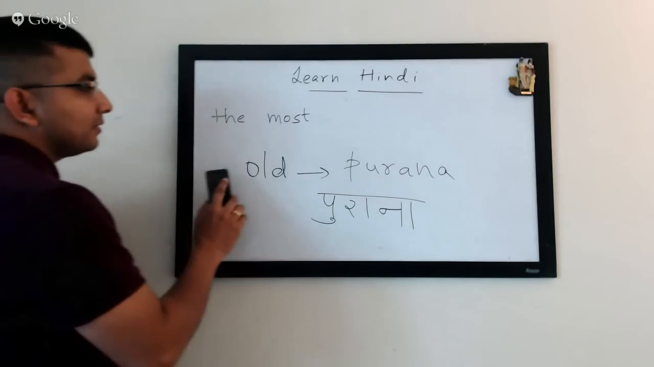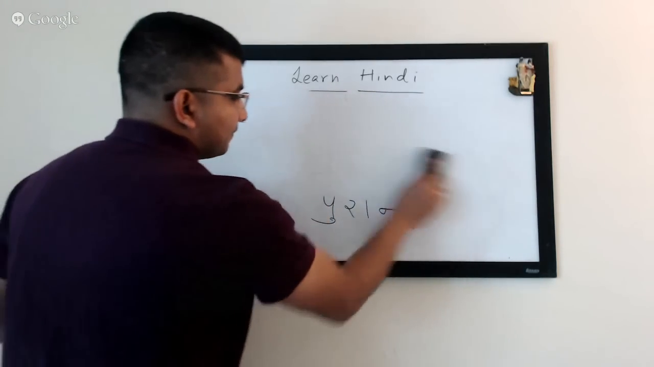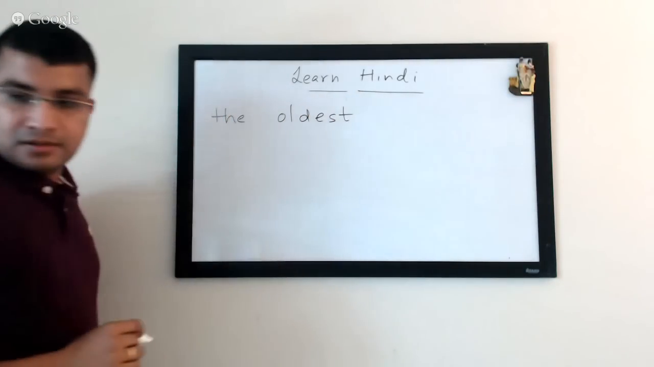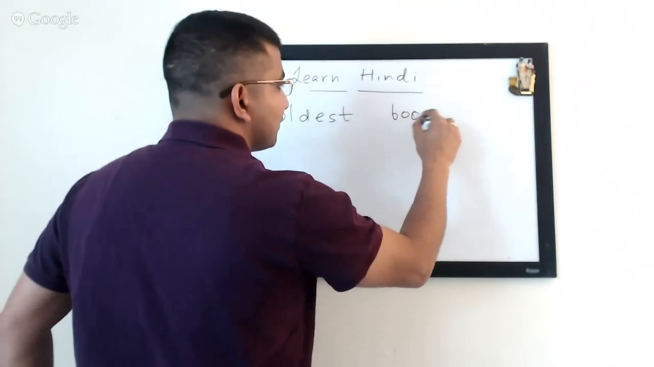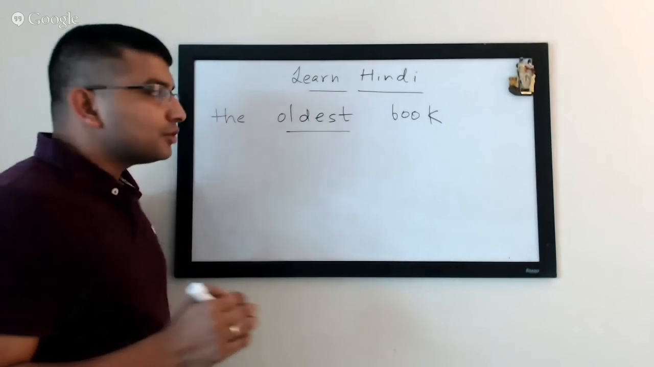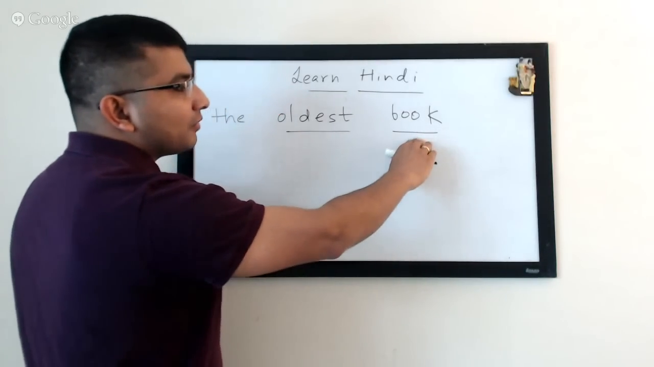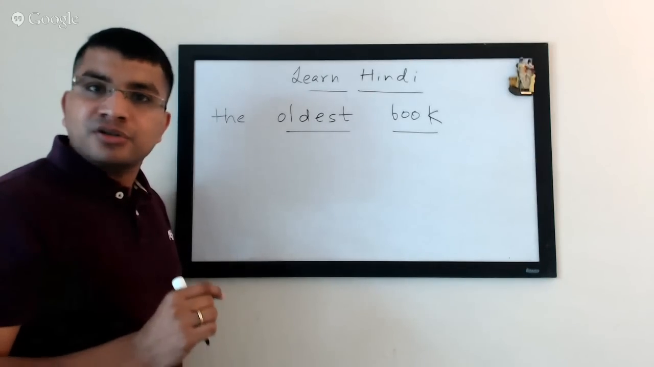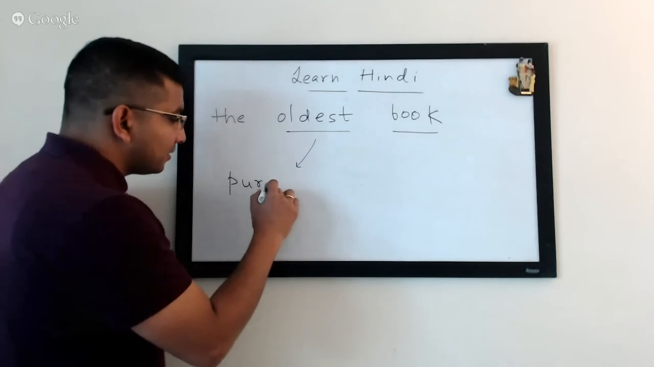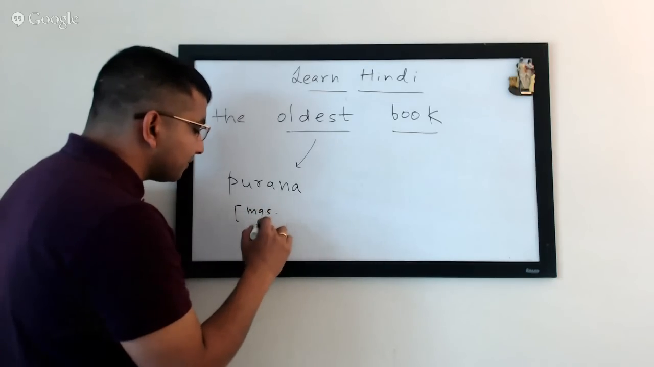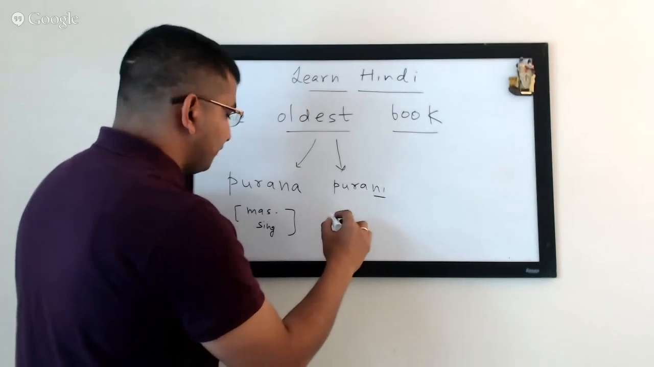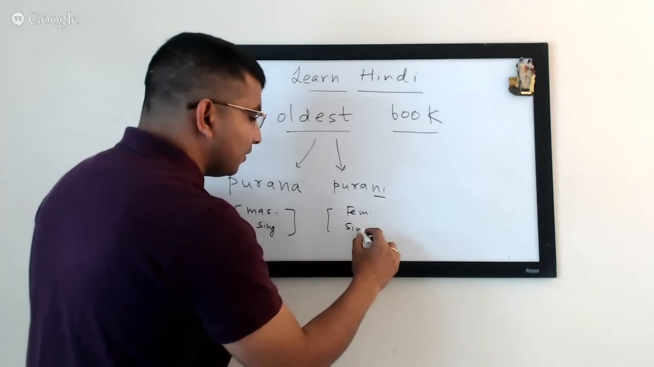So let's say you have the oldest book. So before we do that, I want to take some time to explain. When we said Sundar, right? Sundar remains the same regardless of the gender of the object, whether it's masculine or feminine, or singular or plural. But when you use oldest, as I said, Purana, right? Purana, it's if it is a masculine singular, right? Purani, Purani if it is a feminine singular or plural.